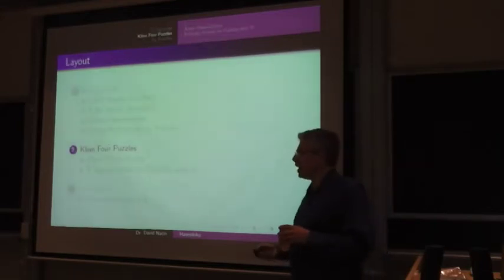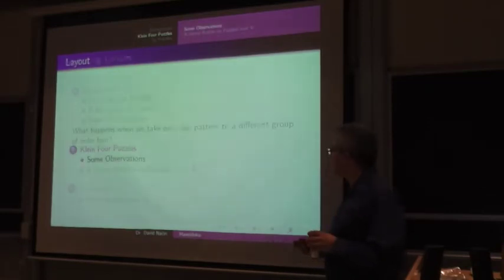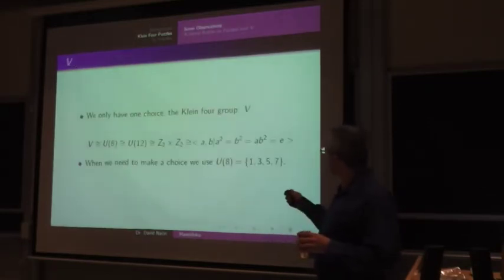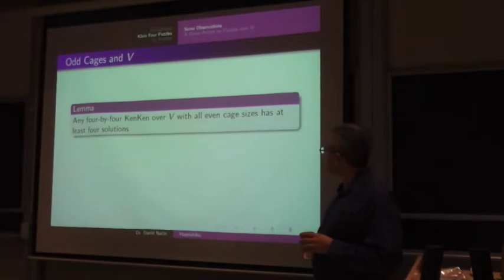But I'd like to say what happens now if I change the group a little bit. So what happens when we change the pattern to a different group? Well, we only have one choice. We're going to keep order 4, and there's lots of different ways to think about the Klein 4 group. When I need to, I'm going to use the group of units modulo 8, 1, 3, 5, and 7, when I need to pick a way to think about it.